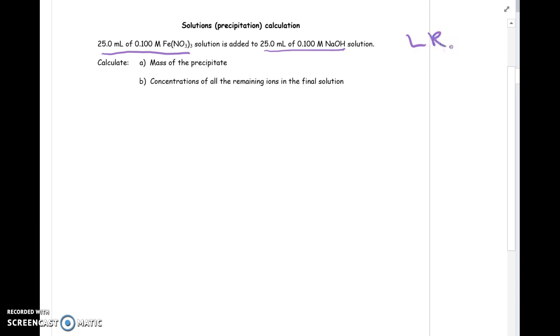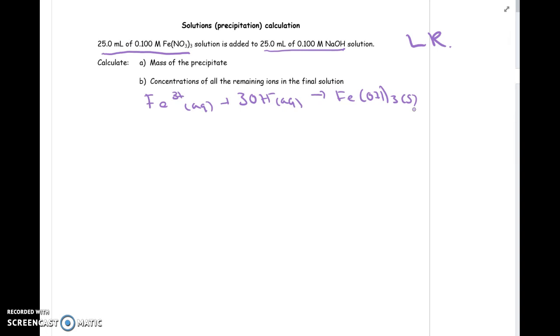So we haven't even got a balanced chemical equation here, so that's the first thing I'm going to look at. I'm going to get my data sheet out and check the solubility tables to find out which of these will precipitate. From my solubility tables, I can see that the iron 3 ions will react with the hydroxide ions to give iron 3 hydroxide precipitate. So now we've got a balanced chemical equation.